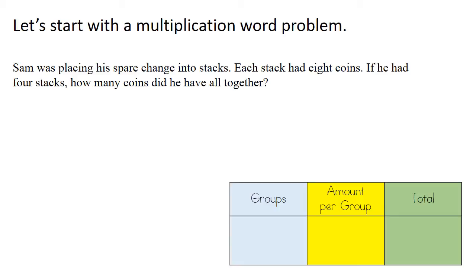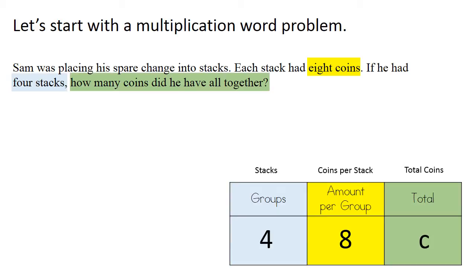Sam was placing his spare change into stacks. Each stack had 8 coins. If he had 4 stacks, how many coins did he have altogether? We have number of stacks as our groups, coins per stack, and total coins. We have 4 stacks, 8 coins per stack, and we don't know how many total coins he has.